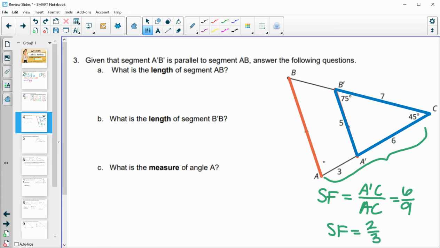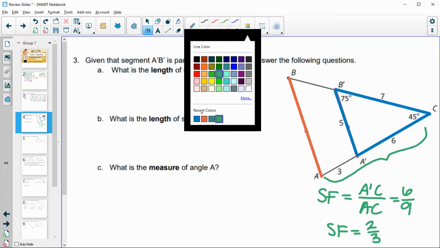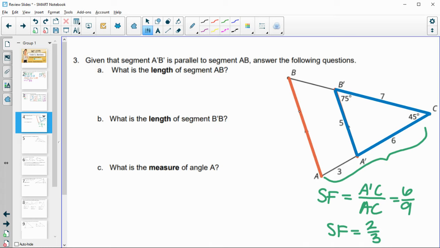So if we're going from the larger shape to the smaller shape, we'll be multiplying by 2/3. If we're going from the smaller to the larger, we would be multiplying by the reciprocal, or the flip of this. You can also think of that as dividing. So for segment AB, this orange one that goes with A prime B prime, we're really taking 5 and multiplying by the reciprocal of the scale factor. Because this is larger than 1, it's like multiplying by 1.5 to get to this one. So we get 15 over 2, or 7.5.